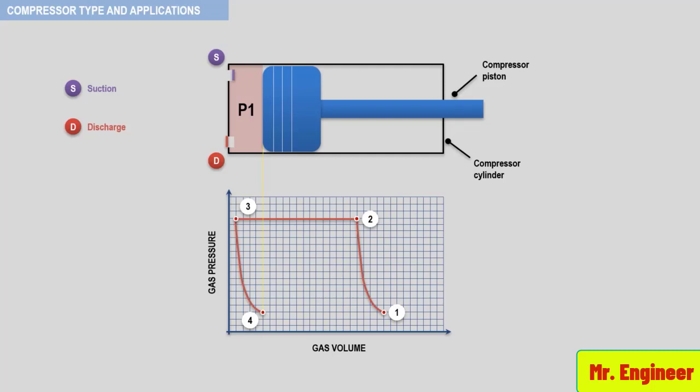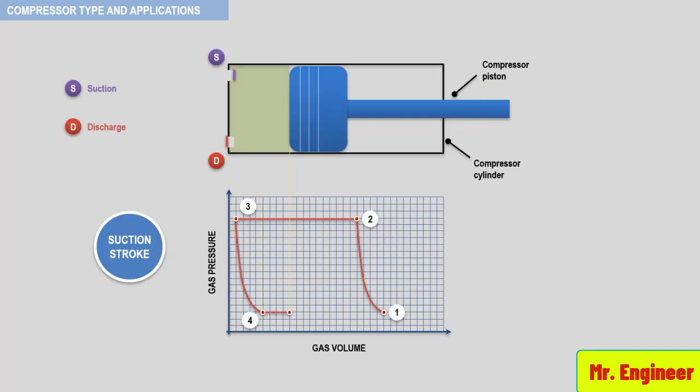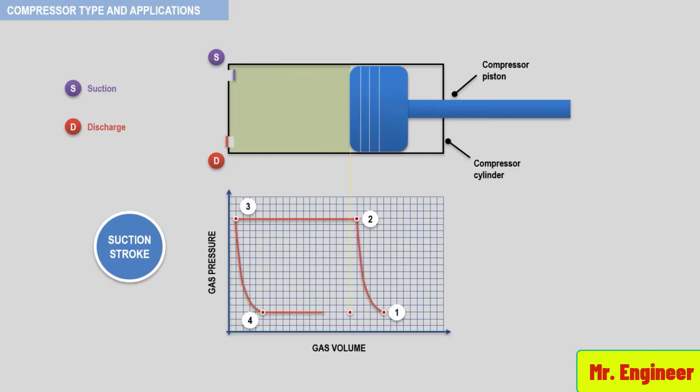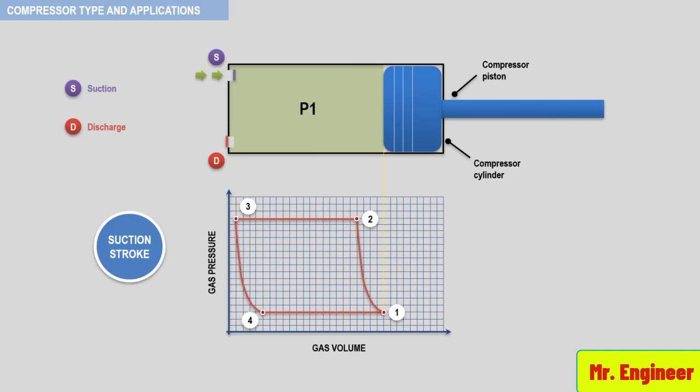The intake portion or suction stroke begins. This is illustrated by path 4-1 on the indicator diagram. The cylinder fills with gas at intake line pressure P1. When the piston reaches point 1, the cycle is complete and starts to repeat as long as the reciprocating compressor is operating.